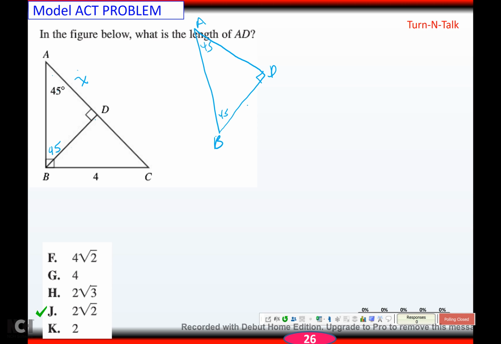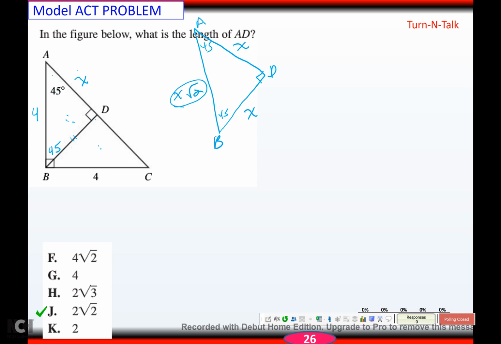So remember, if this leg is X, then this leg has to be X, and this side has to be X square roots of 2. Okay, that's the relationship in the 45, 45, 90. And I know that these 2 triangles are congruent, obviously, because they're both 45, 45, 90s, and they share this side, so angle, side, angle tells me that they are congruent. So if this is 4, then this is 4.